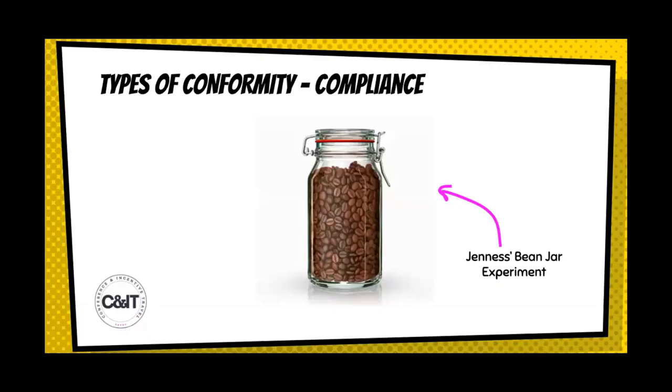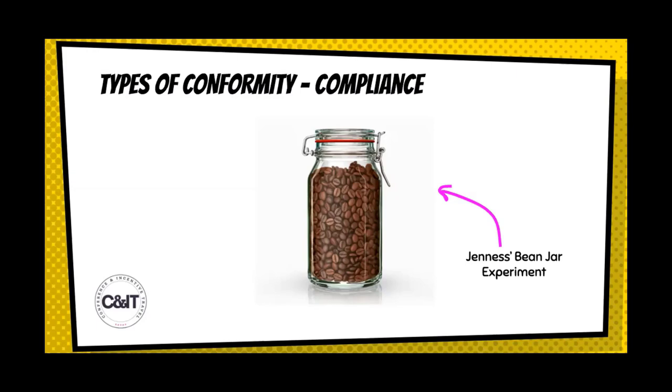Now, there's a number of different types of conformity. One of them is compliance, and Jenness's bean jar experiment shows this quite clearly. But there's two types of compliance, right? So you have normative, which is where people are complying because they want to be liked. So you agree with your friends because you want them to like you. I love Game of Thrones. I love Game of Thrones too. That's one type of conformity.